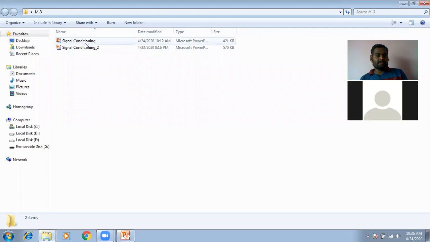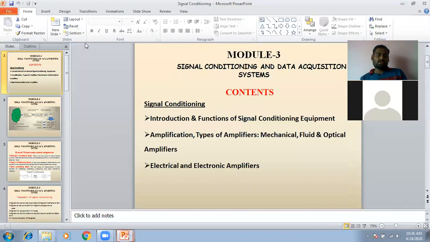Next, in the third module, I will discuss signal conditioning. I told you, what is signal conditioning, and what is the necessity of signal conditioning? We use control systems, and for control systems we need to have a proper input. In order to have the proper input to the particular elements, the sensors are very important, because the output of the sensors is given as input to the other elements.